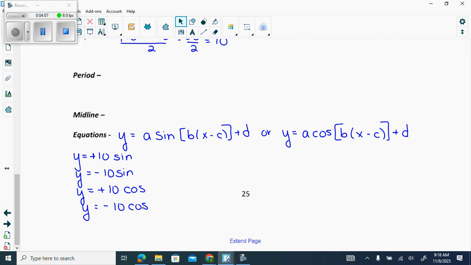Okay, so do you see how I didn't actually do anything crazy to get that A value, right? One's positive, one's negative, because the A can be positive or negative. Amplitude has to be positive, but the A value of your equation can be positive or negative. Okay. Now we need the B.